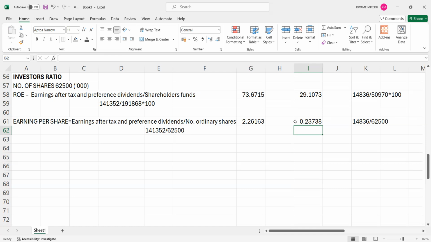All things being equal, by 2023, if we share all earnings, each shareholder will get 2.26 cedis per share. And that has been a massive improvement in the amount you get as a shareholder per your share. So there has been a massive improvement in the earnings we are going to get per share we are holding. We have other ratios there.